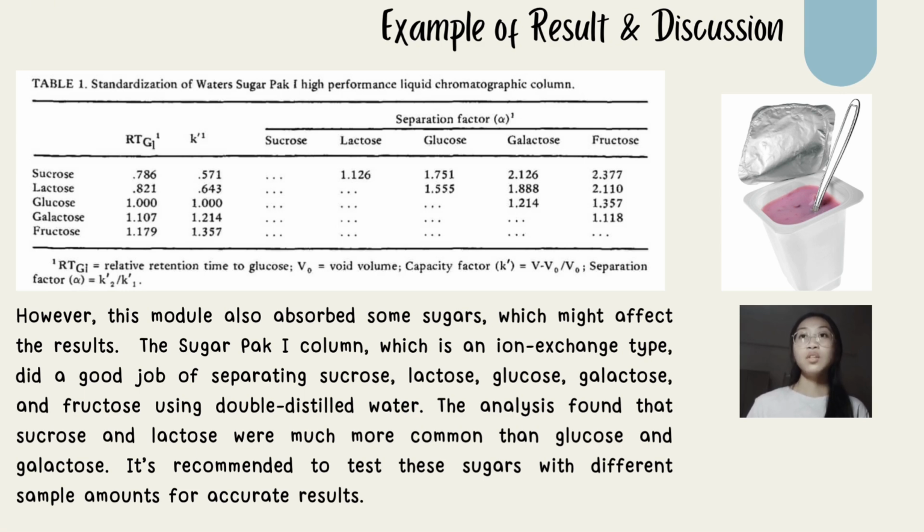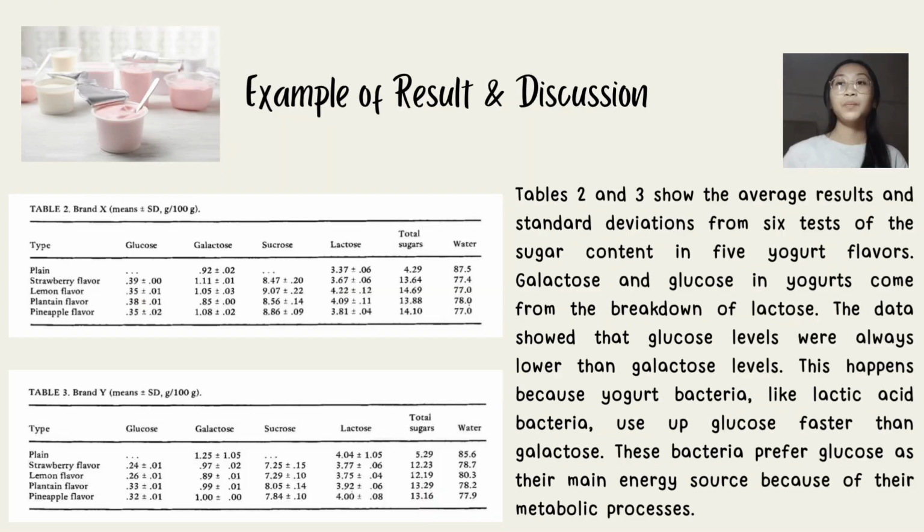The Sugar-Pak 1 column, which is an ion exchange type, did a good job of separating sucrose, lactose, glucose, galactose, and fructose using double distilled water. The analysis found that sucrose and lactose were much more common than glucose and galactose. It's recommended to test the sugar with different sample amounts for accurate results.